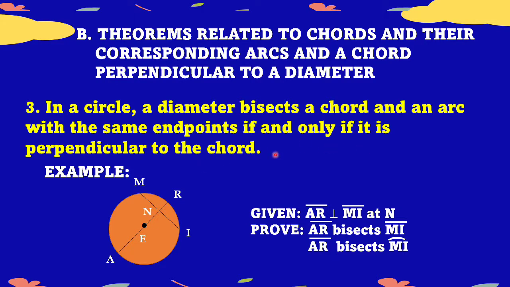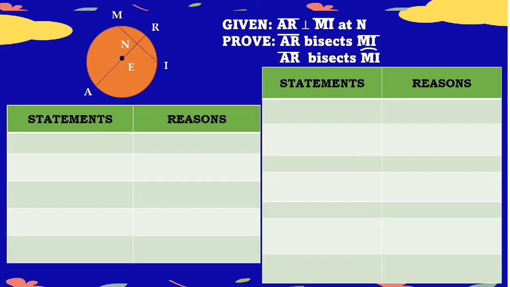In this example, we have circle N. Given, segment AR is perpendicular to segment MI at N. Let us prove that segment AR bisects segment MI, and at the same time, segment AR bisects arc MI. Let us now prove the theorem using again the two-column proof.